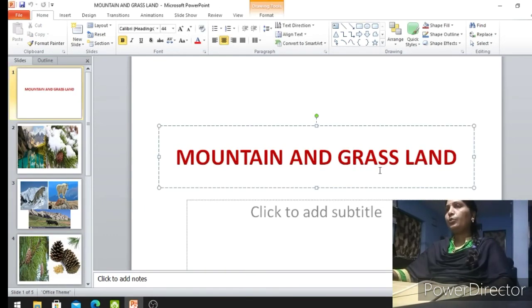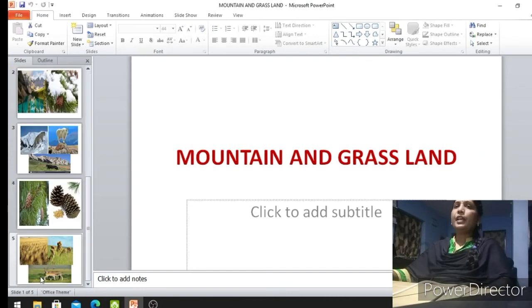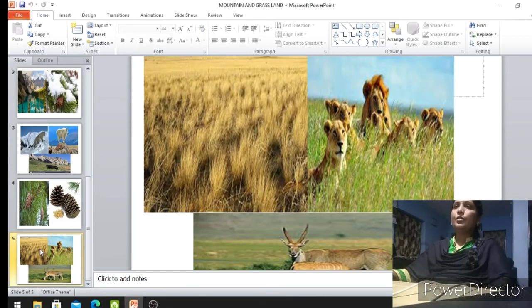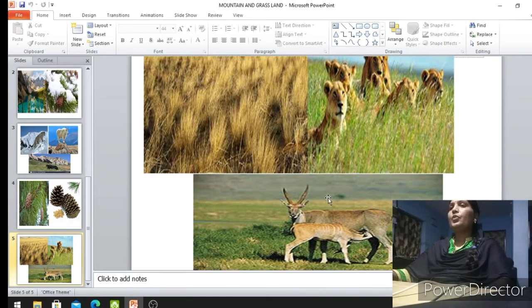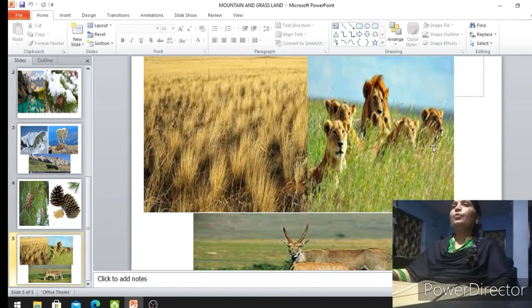And now we'll move on to the grassland habitats. How the grassland habitats are and what sort of special characters grassland animals show and how can we identify them, we'll see now. So these are the grasslands, children. So in grasslands, most of the animals which are living in the grassland areas, they show their special characters like lion. If you see the lion, the color of the lion merges with the surrounding.